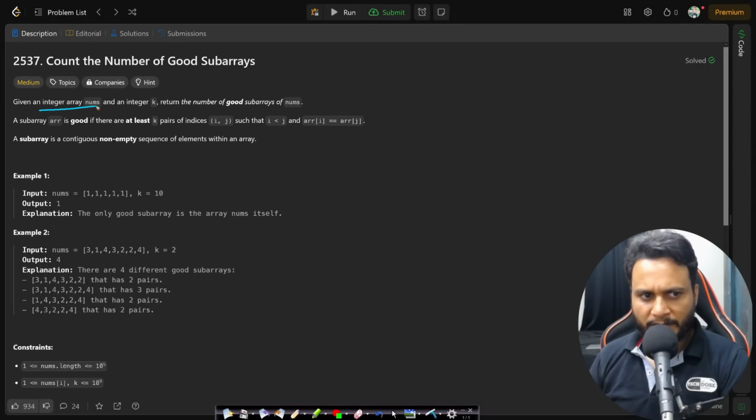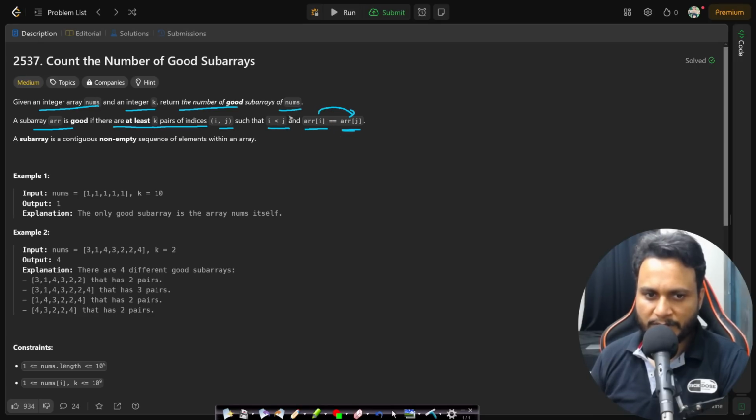In this problem, given an integer array nums and an integer k, return the number of good subarrays of nums. A subarray arr is good if there are at least k pairs of indices i, j such that i is less than j and arr[i] equals arr[j]. That means we are trying to find equal pairs. A subarray is a contiguous non-empty sequence of elements within an array.